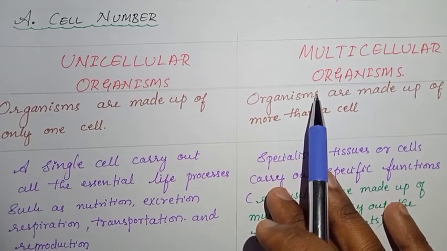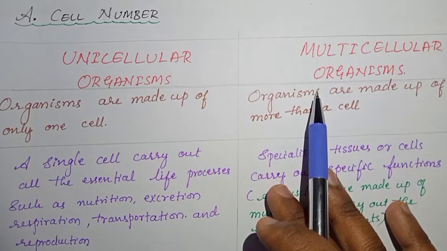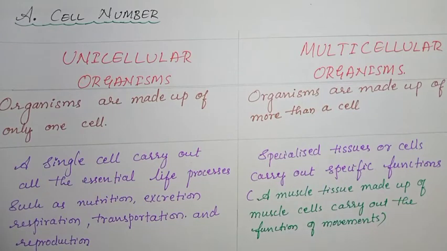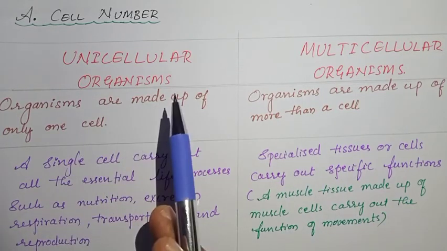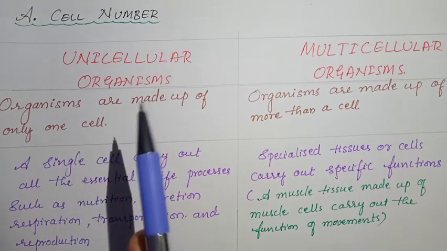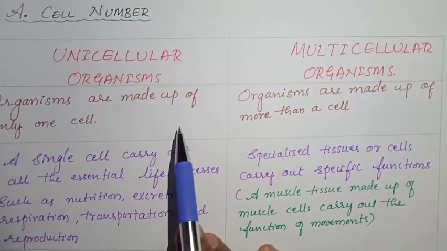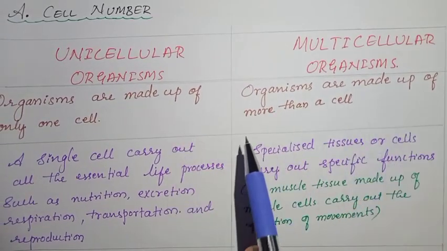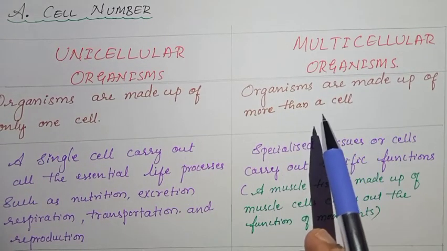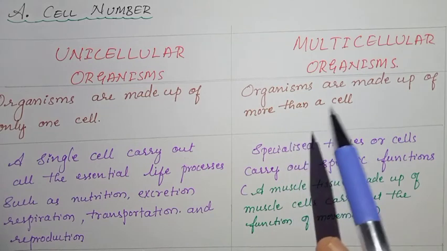Let us discuss the difference between the unicellular organism and multicellular organism. The unicellular organisms are made up of only one cell, whereas the multicellular organisms are made up of more than one cell. It can be up to many cells, maybe trillions of cells.